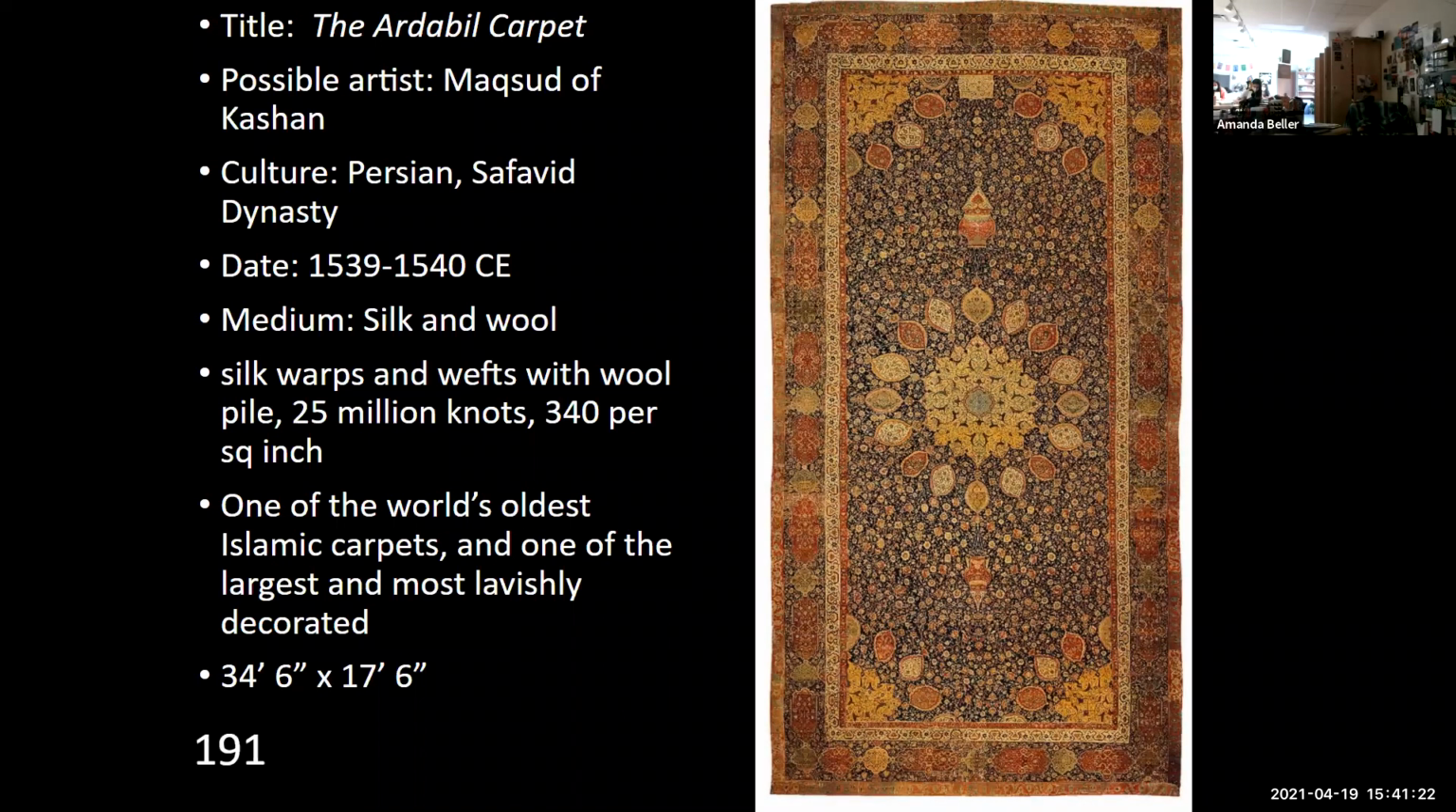Whole lot of work. And there's 2 matching carpets, and they were made over about a 4-year period. So we have lots of artists working, not just one artist. Everyone's tying knots. That's 340 hand-tied knots per square inch. This is one of the oldest Islamic carpets that we have. When people talk about Persian rugs, usually there's an idea of quality. It's large, 34.5 feet by 17.5 feet. It's a big rug.